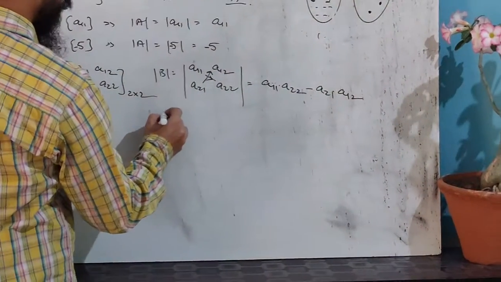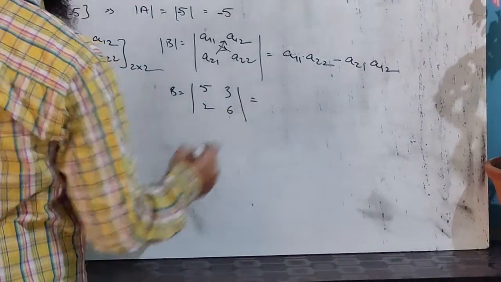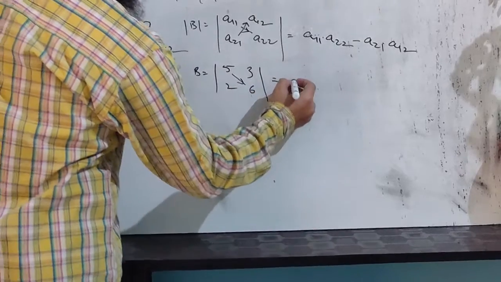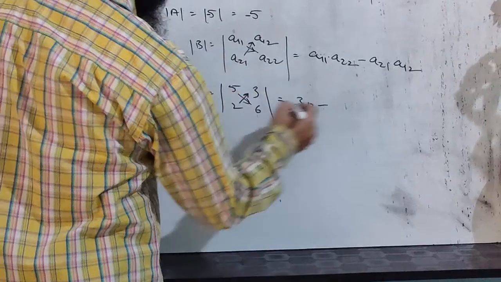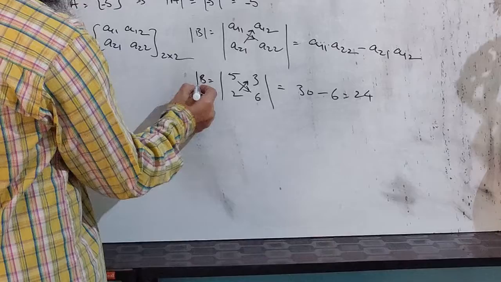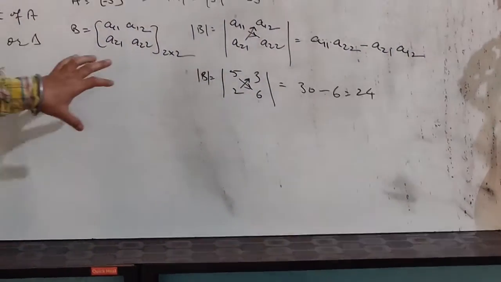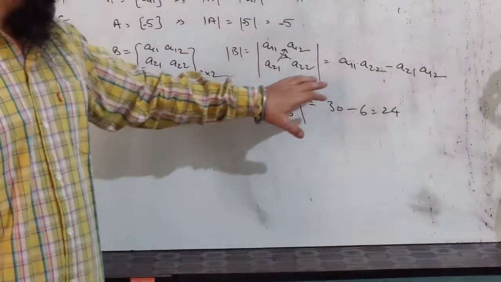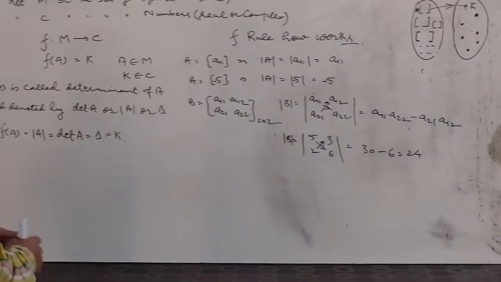Let us take an example. Now multiplying 5 by 6, this is equal to 30, and 2 by 3, this is minus 6, this is 24. So determinant of B is equal to 24. Now you understand how you are to evaluate the determinant of the order 2 by 2. Now the matrix of the order 3 by 3.